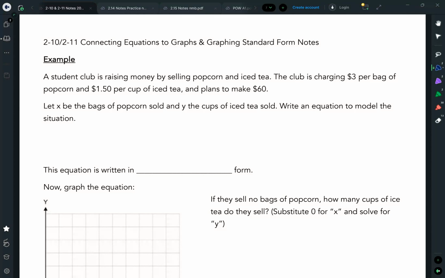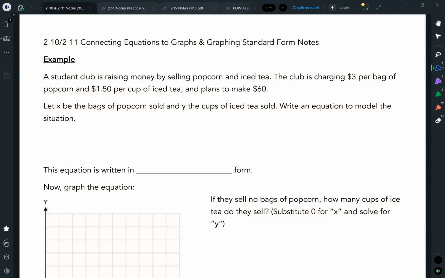So if the club is charging $3 per bag of popcorn, that means if I buy 2 bags of popcorn, it's 3 times 2. If I buy 10 bags of popcorn, it's 3 times 10. So I'm always multiplying how much it costs by how many I'm buying.